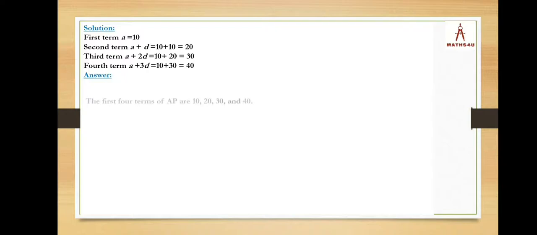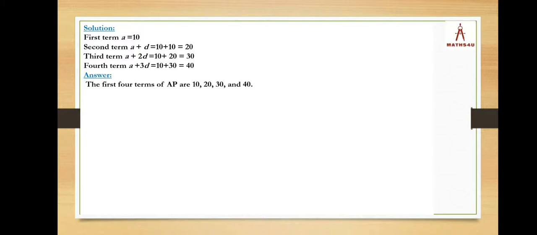Then the solution. The first term is A. The second term is A plus D, so 10 plus 10, 20. The third term is A plus 2D. So A is 10, 2 into D, D is 10, so 2 into 10 is 20, and 10 plus 20 is 30. What is the fourth term? A plus 3D. So A is 10 plus 3 into 10, how much? 30. So 10 plus 30, how much? 40. I hope you got it. So the answer is, the first four terms of the AP are 10, 20, 30 and 40.